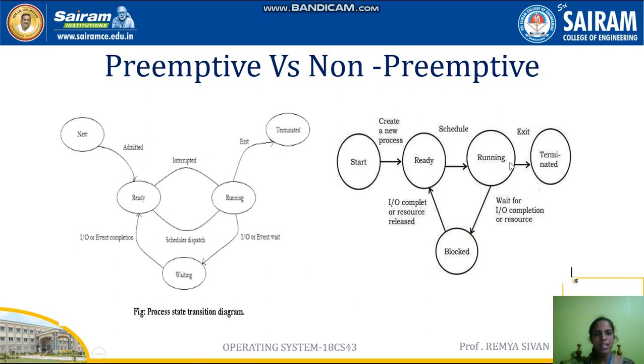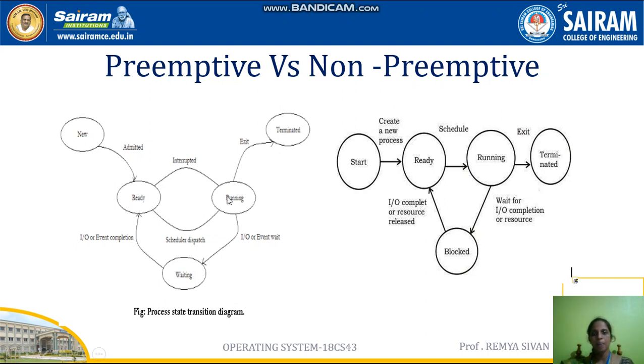And here, when one process is running, there is only one case in which it can go back to the ready state, that is waiting for the IO. In no other case can it go back to the ready state. Suppose process P1 is running and another process P2 has come. It has higher priority than P1, but P2 has to wait until P1 completes its execution. That is known as non-preemptive scheduling.